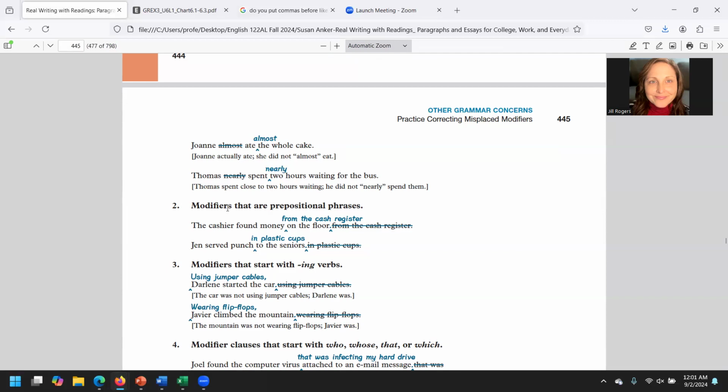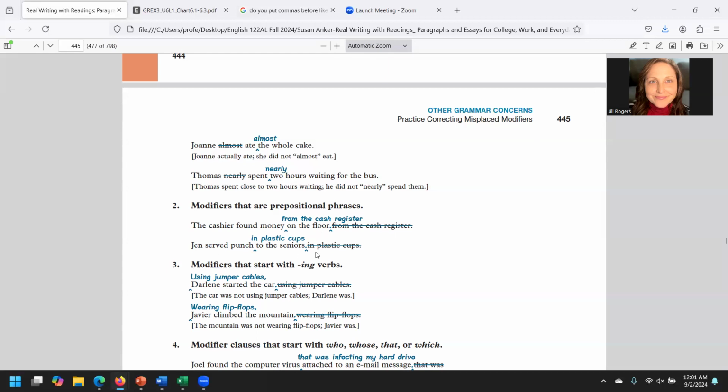The next one that causes problems is prepositional phrases. Let's take a look at our original sentence. It says, "The cashier found money on the floor from the cash register." It's also just kind of confusing because it's the money from the cash register. It sounds like floor from the cash register, so it's not close enough to what it's modifying. It's modifying money. So you have to move it to where it's really modifying: "The cashier found money from the cash register on the floor."